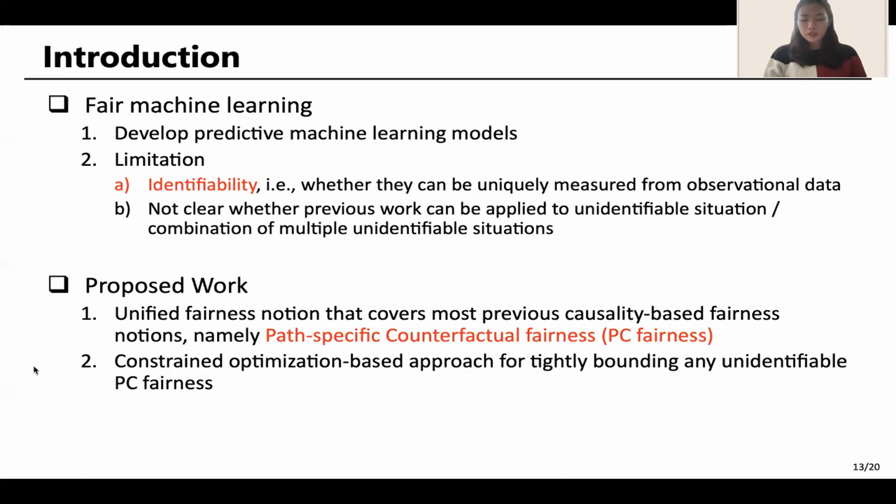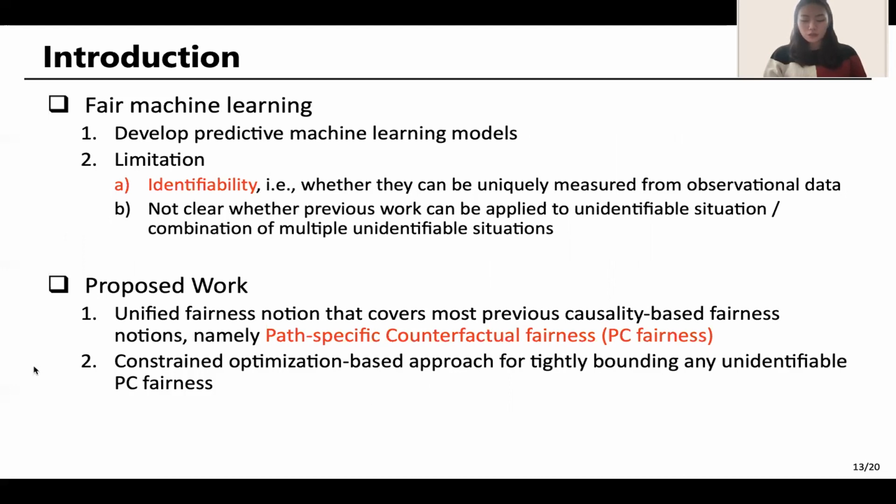Fair machine learning is now an important research field which studies how to develop predictive machine learning models such that decisions made with their assistance fairly treat all groups of people, irrespective of their protected attributes such as gender, race, or other things.